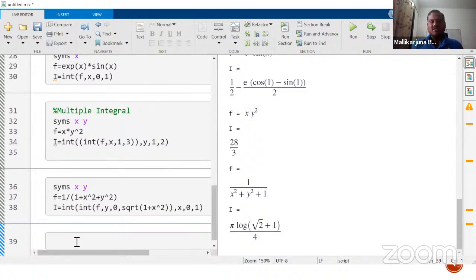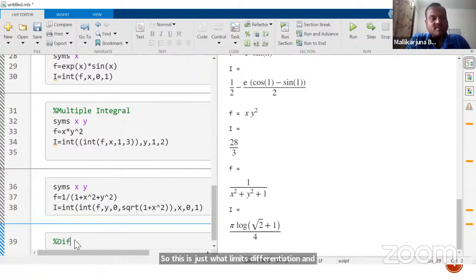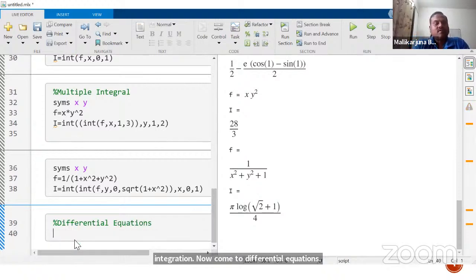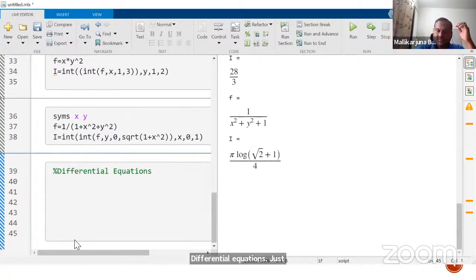So this is just what limits differentiation and integration. Now come to differential equations. Just practicing, any doubts means you just keep it in the chat box. I'll clarify one after another at the end, or maybe if possible in between also I can clarify it. Now, what is the syntax to solve the differential equation?